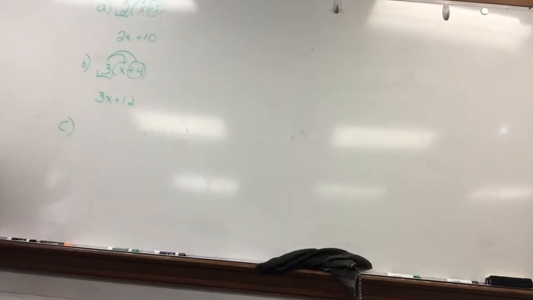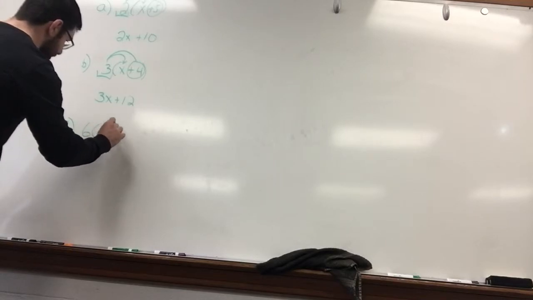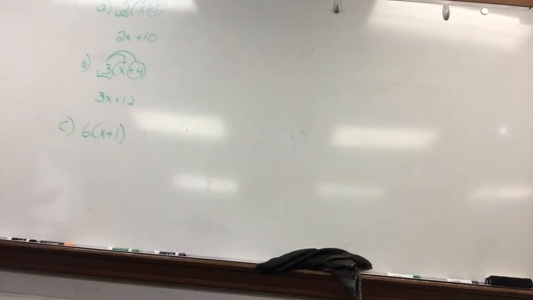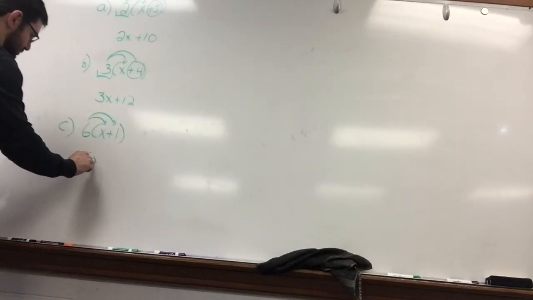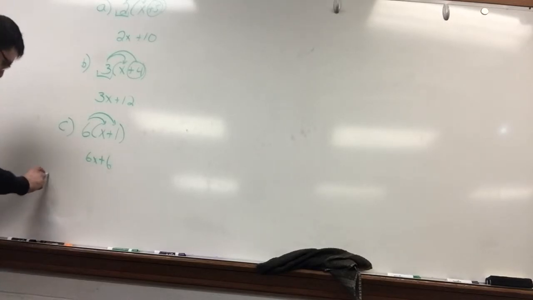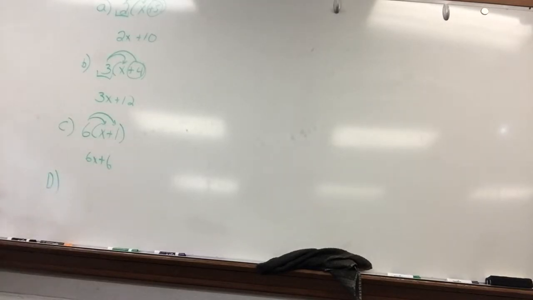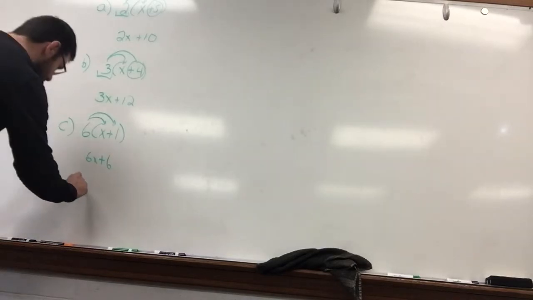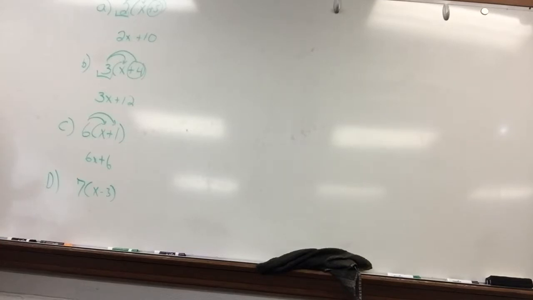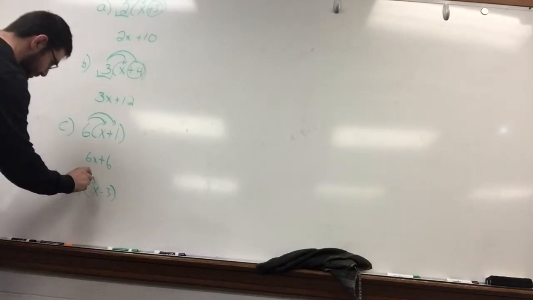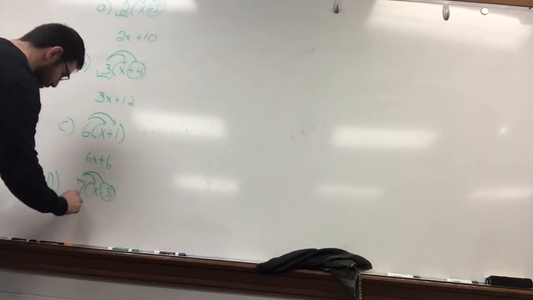Still relatively easy. Letter C, we have 6 multiplied by the quantity of x plus 1. Cole, what'd you end up getting? 6x plus 6. Good. Last but not least, we have D, and we're going to get what, Connor, for D? D is 7 multiplied by x minus 3. So what are we going to get for D? 7x minus 21. Good.